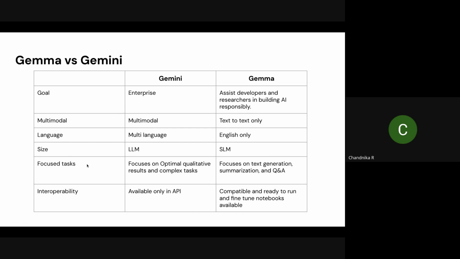And in terms of interoperability, Gemini is available as an API. We cannot download the models or access them in our own environment. We have to take a paid version and access their API to get the response. But Gemma is compatible and operable on multiple platforms. We can run it in Google Colab, Kaggle, or Vertex AI. It is supported on multiple platforms, or we can even run it locally without a connection. So these are the major differences between Gemini and Gemma. Gemma is focused on developers and the research community with these features.